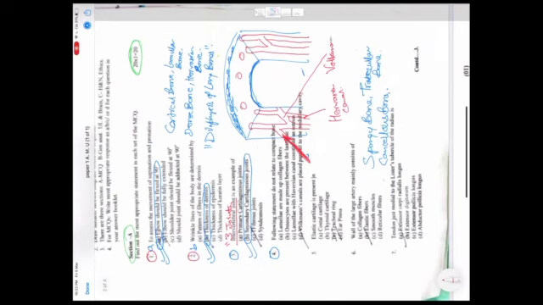Volkmann's canals. So Volkmann's canals are oblique running canals communicating between the vertically running Haversian canals. These are vertical canals, right?